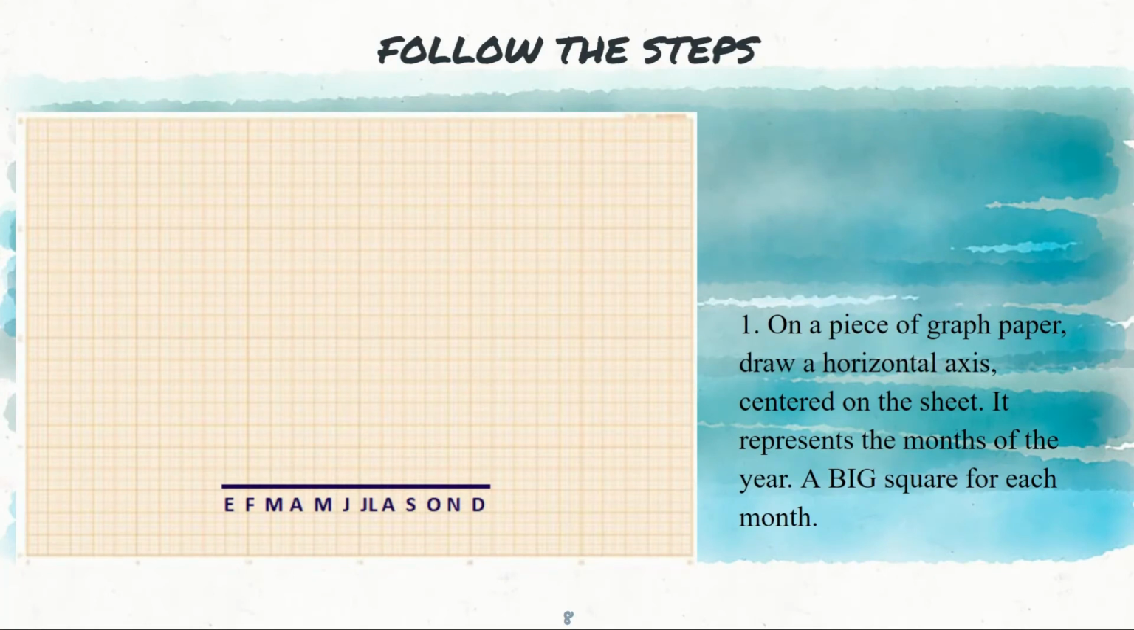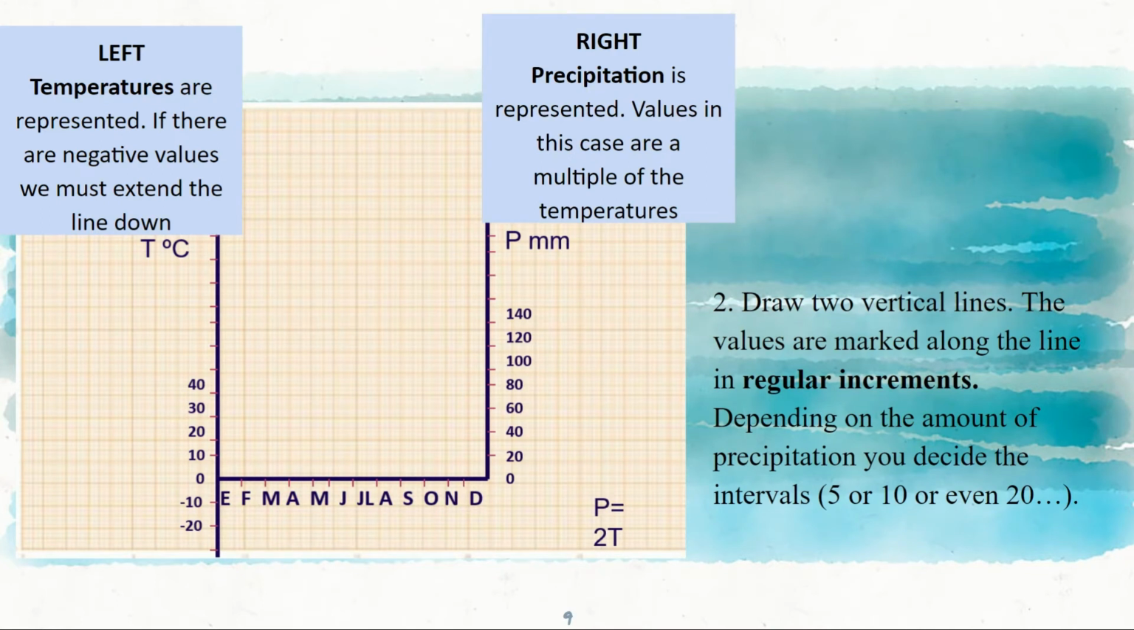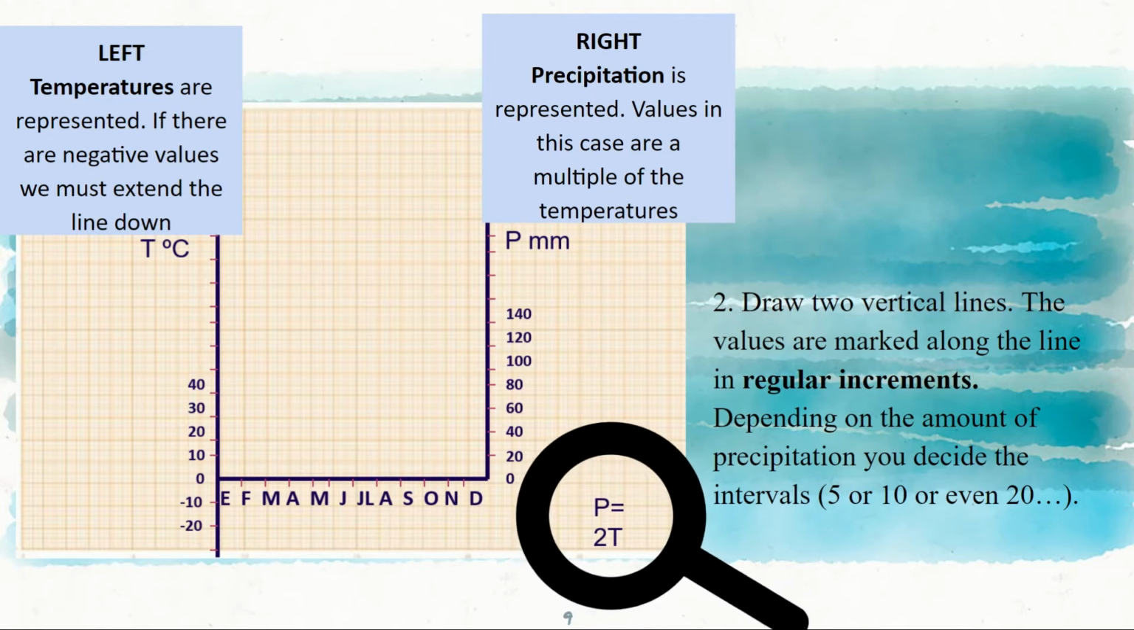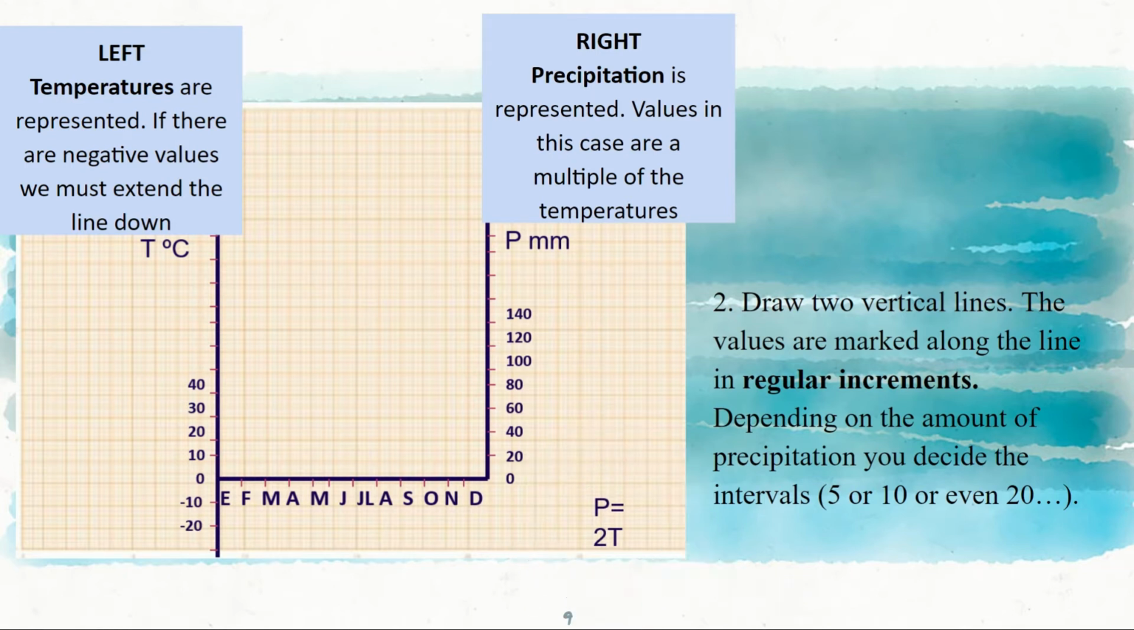Firstly, write the months, then draw two vertical lines: on the left for the temperatures and on the right for the rainfall. Remember that the precipitations are always a multiple of the temperatures. In this case, temperatures are twice the precipitation. So as you can see, we put 10 in temperatures and it's the same as 20 in precipitations. Just in this case, you will see that for each climograph, maybe you have to change these numbers.